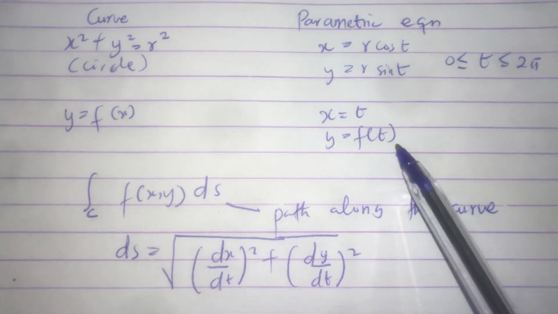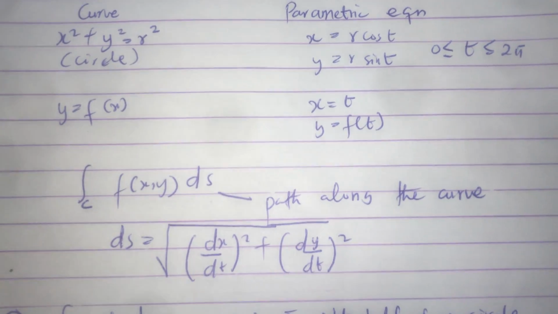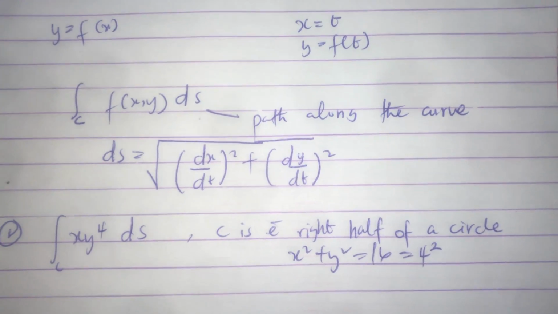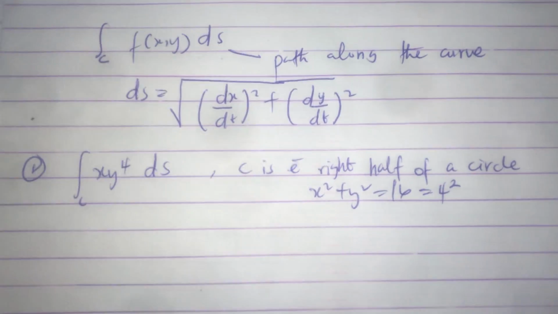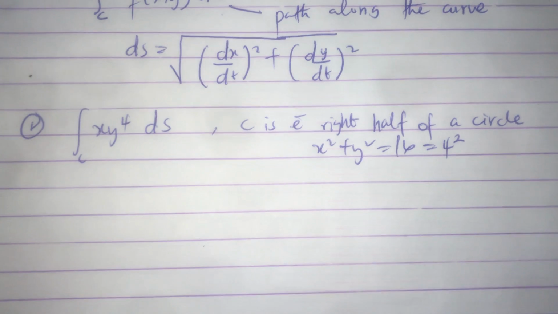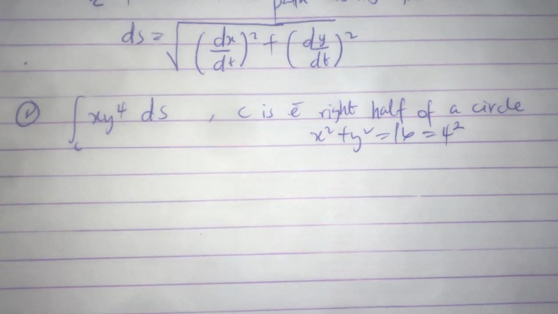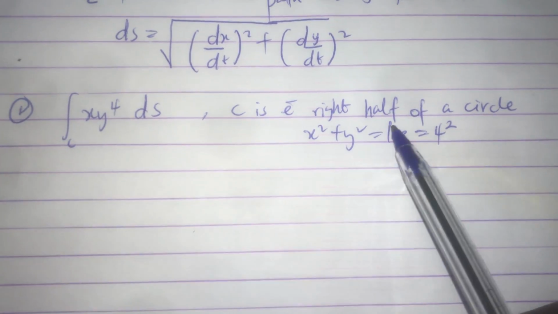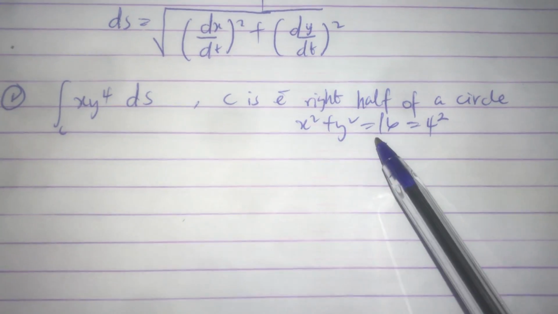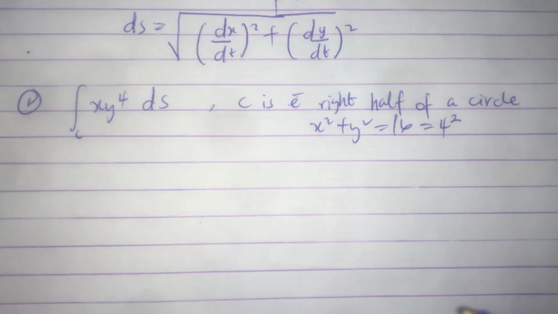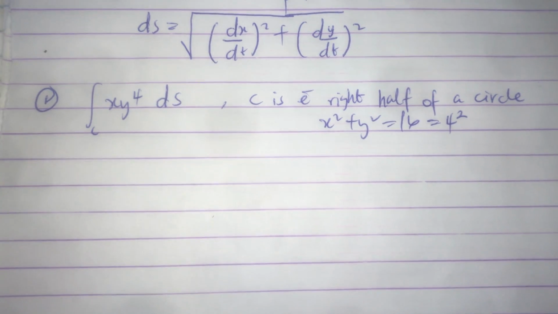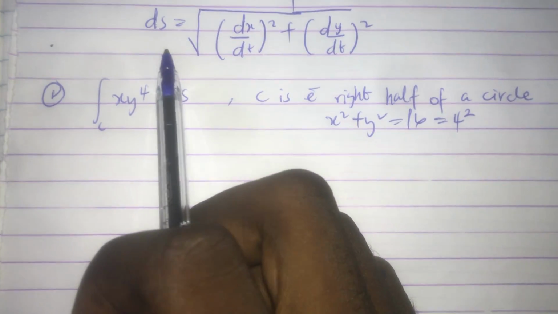So here, we are going to look at our first example on how to find the line integral of a curve. With this particular question, we are asked to find the line integral of this function, that's x y to the power 4, where C is the right half of a circle, x squared plus y squared is equal to 16. First of all, we must find our parametric equation. Without our parametric equation, we can't find our ds.